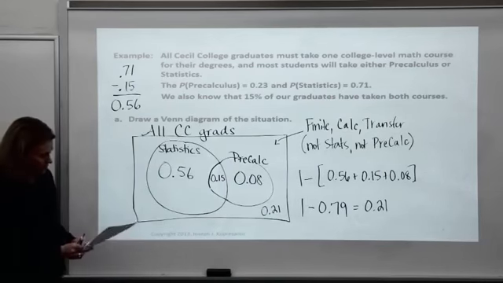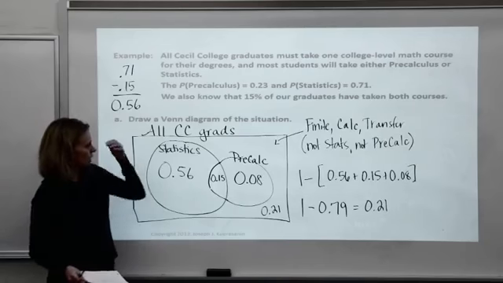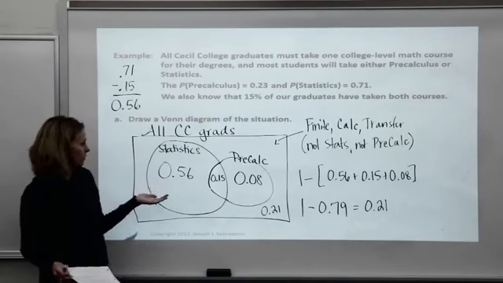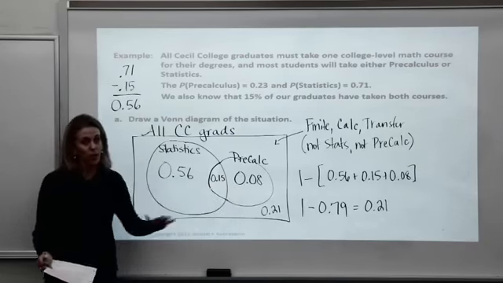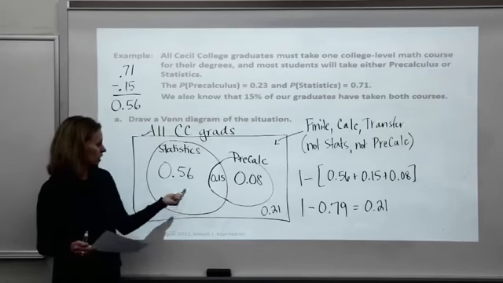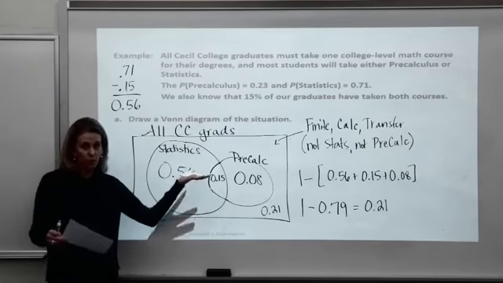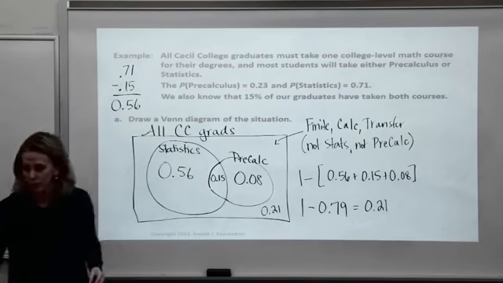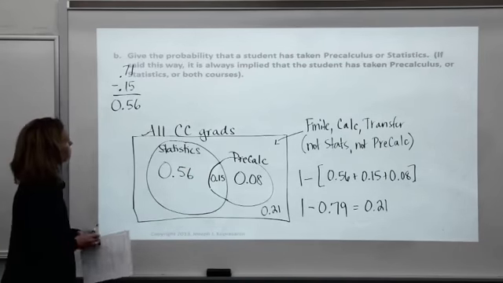All right, in part B, we're going to go ahead and use that addition rule for non-disjoint events. Taking statistics and taking pre-calc are not disjoint. You could be a person who has taken both of them while you were here at Cecil. So let's look at part B.